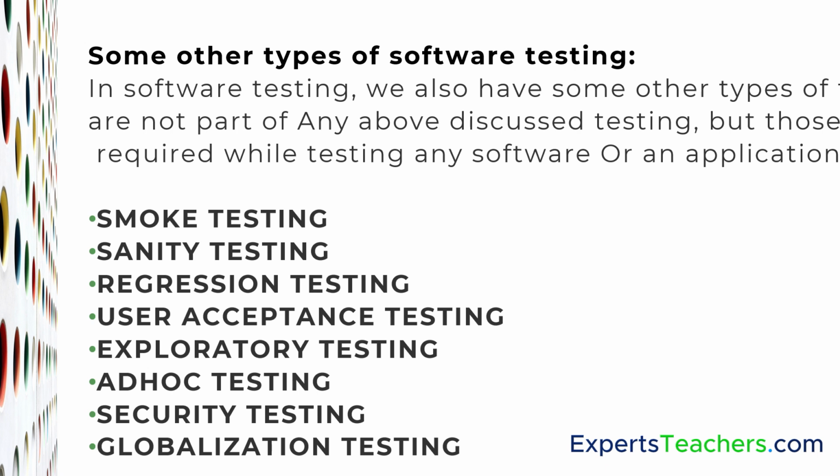Regression testing is basically whenever a bug has been fixed and we have received the build, we check whether the issue has been resolved and whether any new issue has been created or not. For that we perform regression testing. The testing team does all this testing.